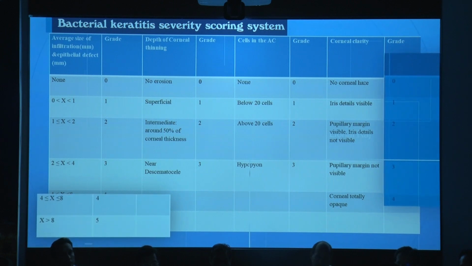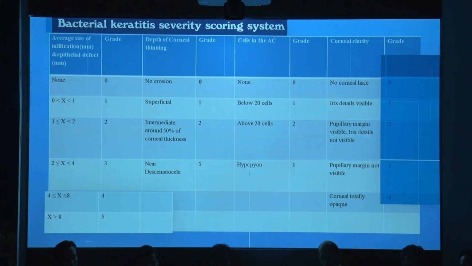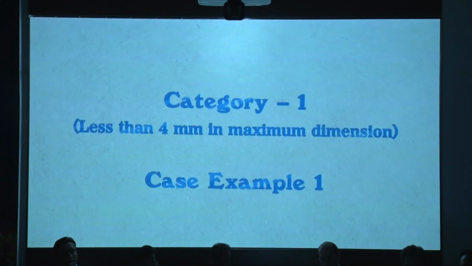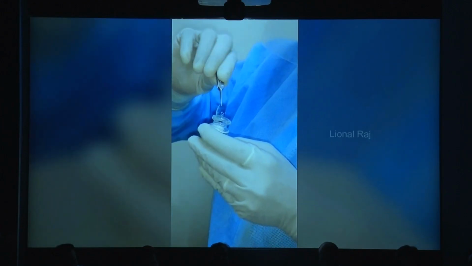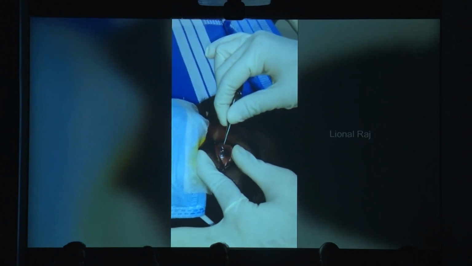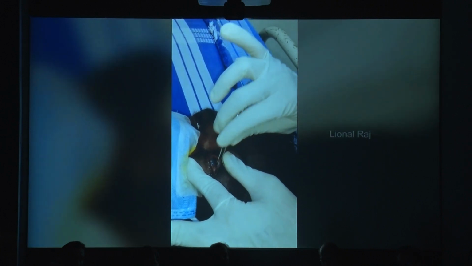By measuring ulcer and infiltration sizes using bacterial keratitis score, pain analog scale, improvement in vision, corneal haze, anterior chamber reaction by 12 hours, day 1, day 3, day 5 and day 14. Case category 1 included bacterial keratitis less than 4 mm in maximum dimension and were subjected to repository contact lens with topical antibiotic monotherapy of moxifloxacin, second hourly for 3 days and 6 times a day till recovery.